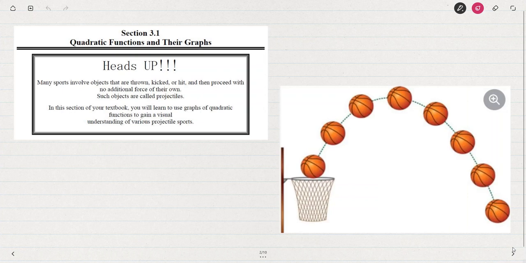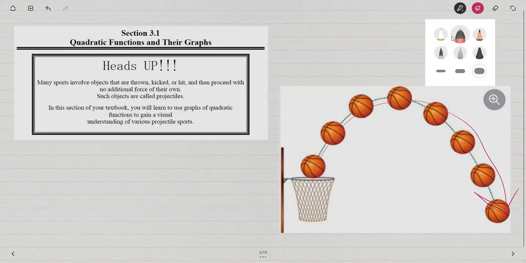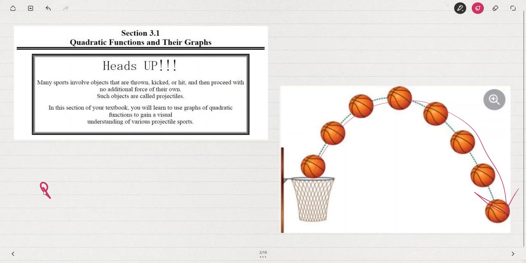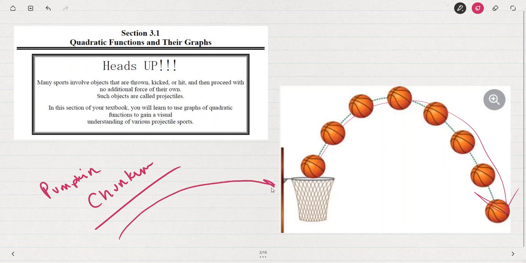In many sports, involve throwing an object, kicking or hitting it, but we see an object like this basketball being projected. One of my favorites, and I'll leave this for you to look up, is pumpkin chunkin. I know it's a real thing. Look it up. Look up their website and see that. But you see these massive machines that are just throwing a pumpkin, and these are national competitions.